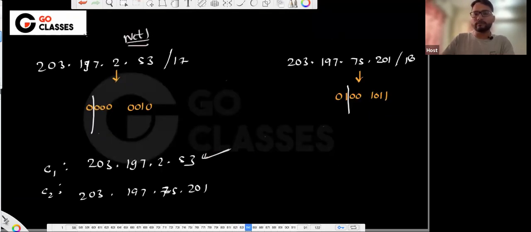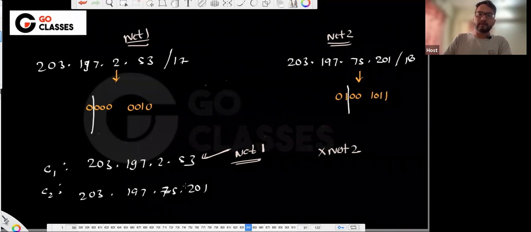This is network 2. So C1 belongs to network 1. Does C1 belong to network 2? Network 2 is saying that it should be 0 1, but in C1 it is 0 0. So it does not belong to network 2, right? Not network 2. Now let's just check for C2.